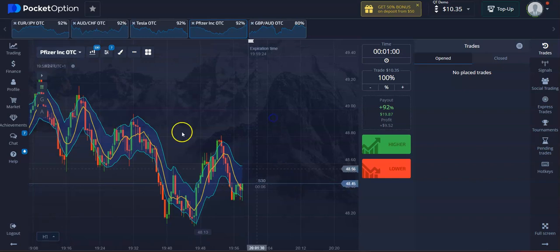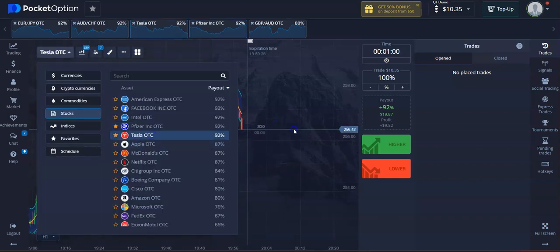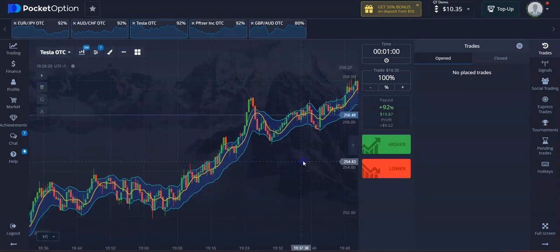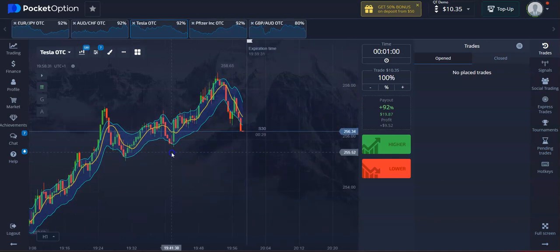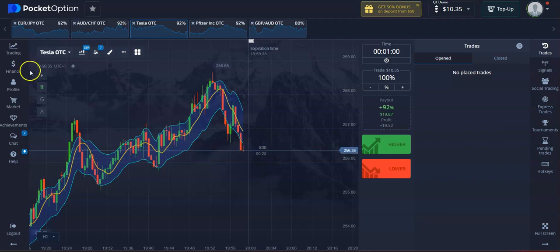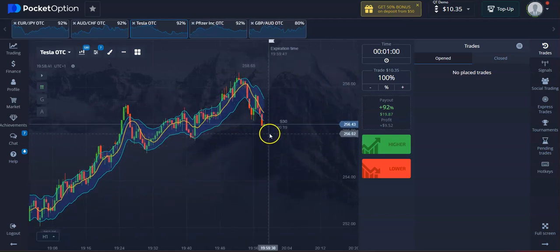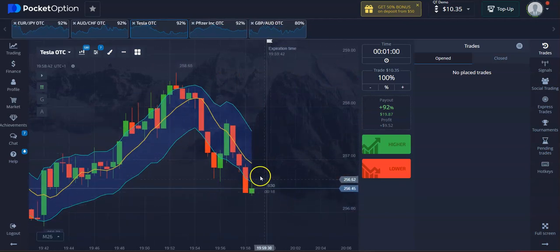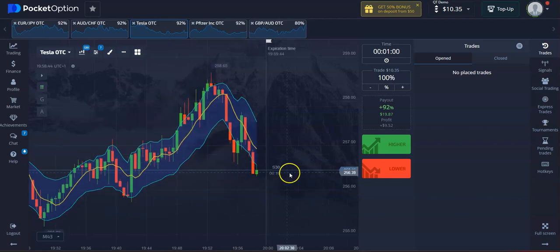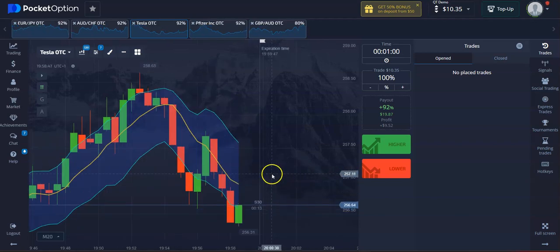You might be thinking, this guy's crazy, going 100%. Yeah, it's 100%, but it's only 10 bucks, okay? It's only 10 bucks. This one seems like Tesla is reversing. So we had a pump and now it's dumping. So we're just going to wait for the good opportunity.